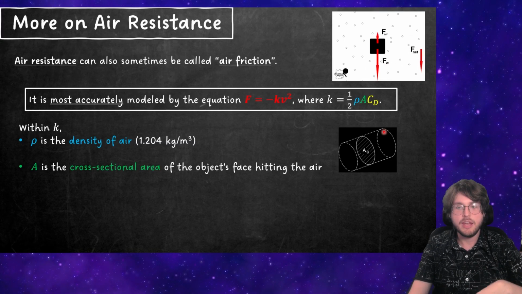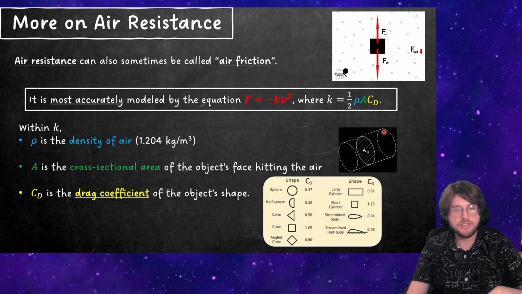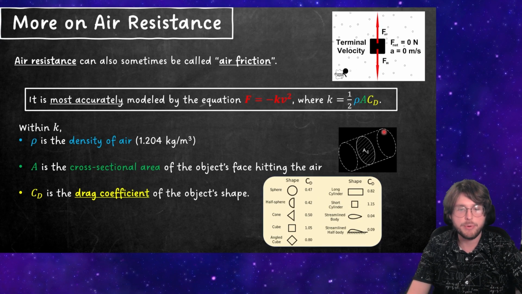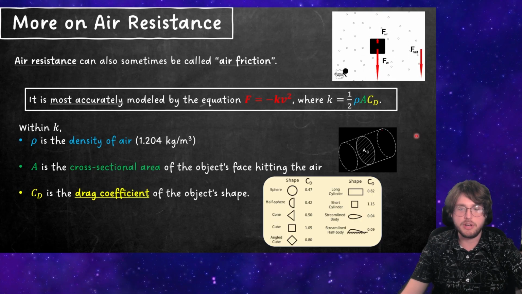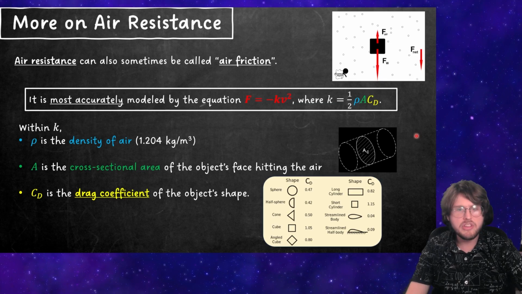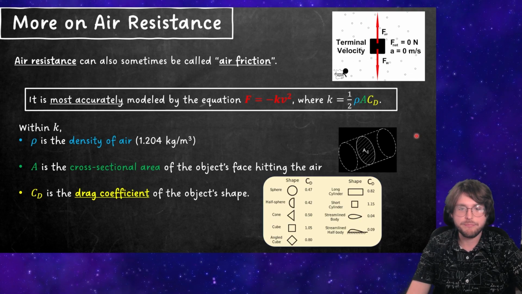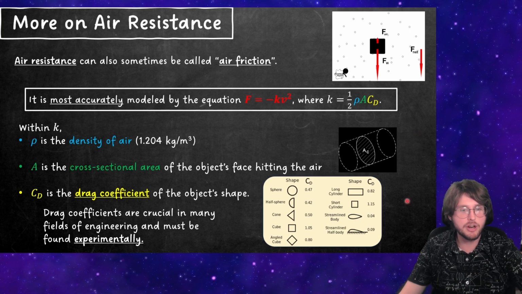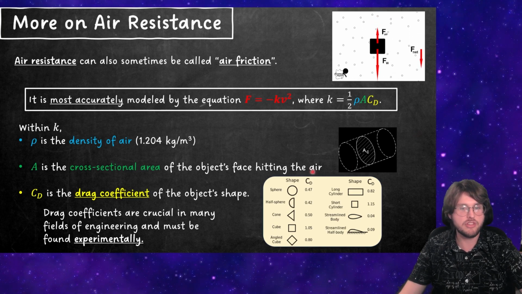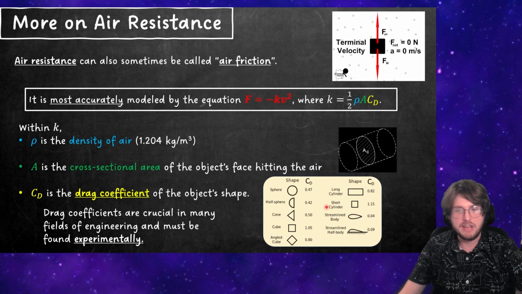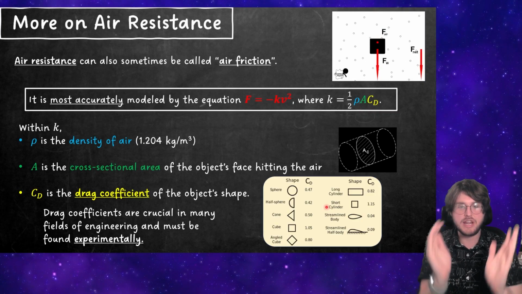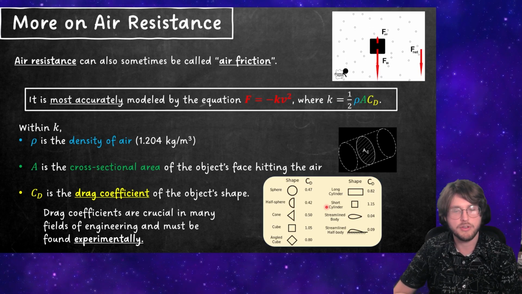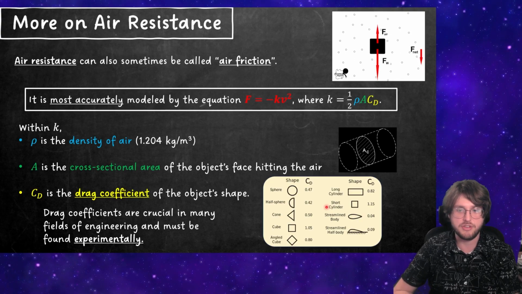And finally, C sub D is the drag coefficient of the object's shape. This is something that's really important in many fields of engineering, but it's not really something that you can calculate with an equation. It has to be found experimentally. And so I put here a couple of different common drag coefficients through various forums. And you'll notice that the more rounded, aerodynamic looking ones tend to have the lower drag coefficients.